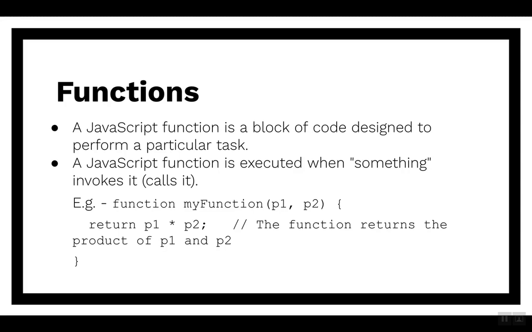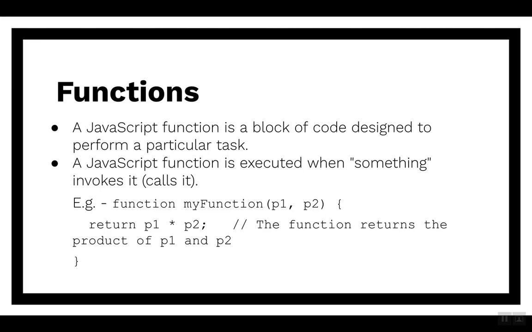Functions. So functions are a block of code designed to perform a particular task. In this case, as you can see, this function is a multiplication function. It takes in two parameters, p1 and p2, that is, let's say, number 1 and number 2. In this case, it is returning the multiplication of p1 and p2. Let's consider those are two numbers, let's say 5 and 6. It should return 30 in this case.